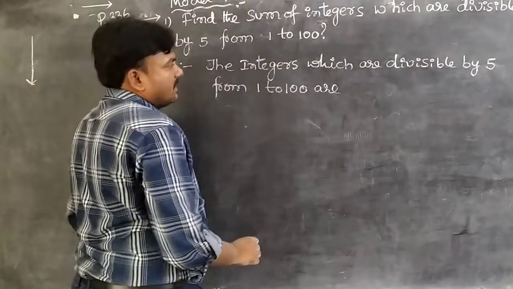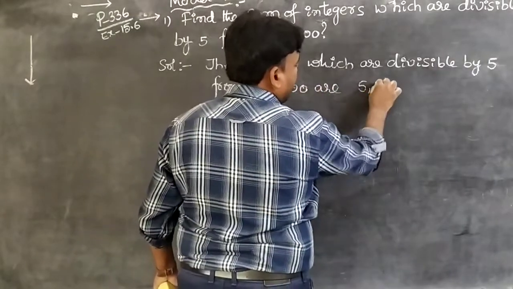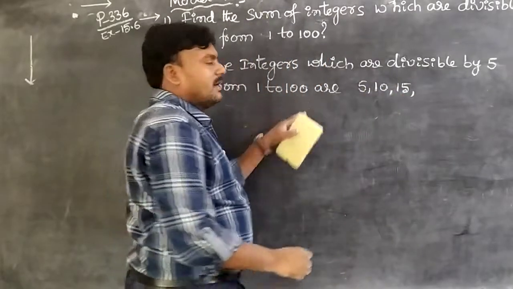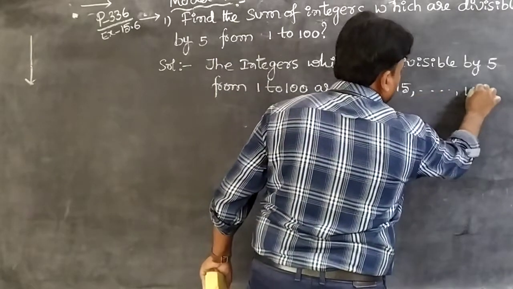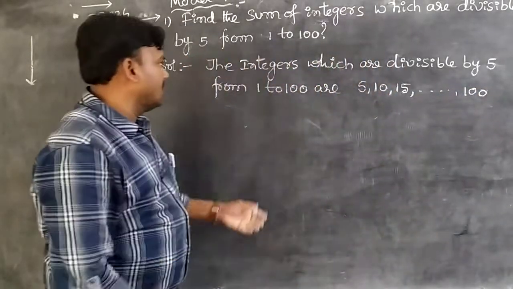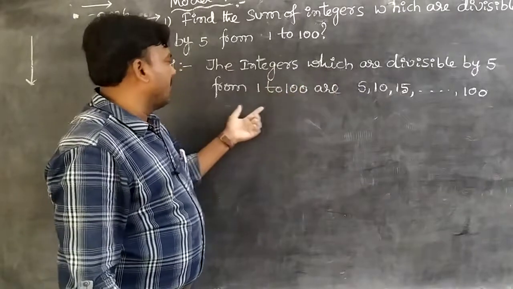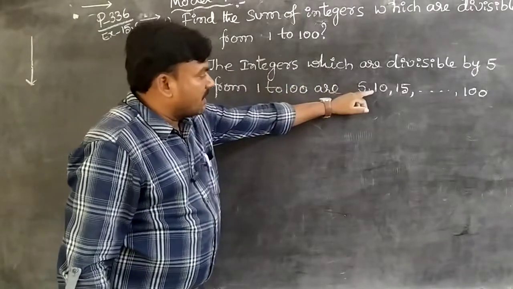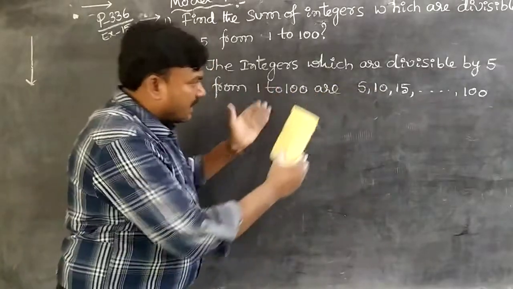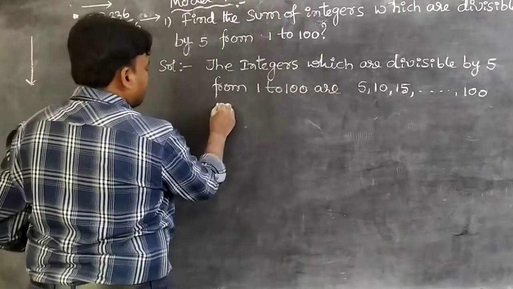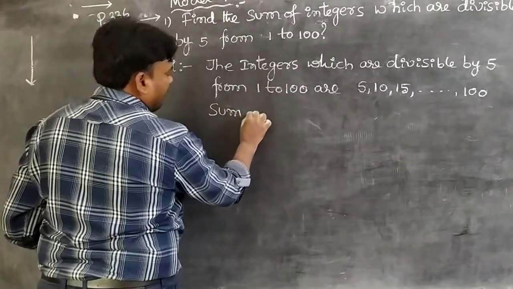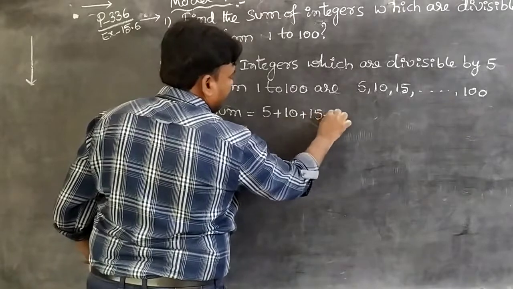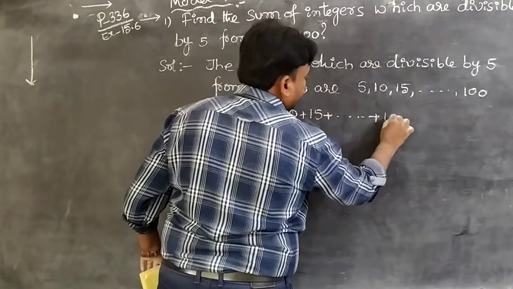are, yes. What about the numbers? 5, 10, 15, and which is the last number? 100 is also included here, and so on up to 100. Understand? The integers which are divisible by 5 from 1 to 100 are 5, 10, 15 and so on up to 100. So we take the summation value. Therefore, the sum of the integers equals 5 plus 10 plus 15 plus and so on up to 100.